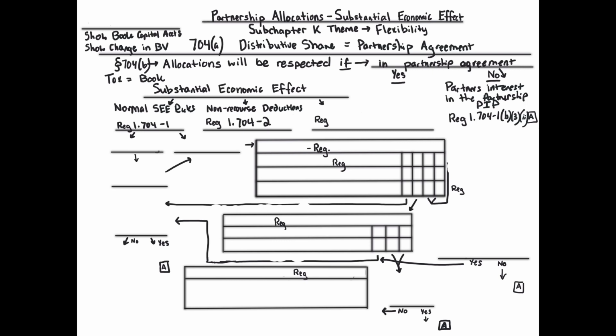The third rule is the pre-contribution gain or loss. We call this Section 704(c). So again, pre-contribution gain or loss regs, and these are found in Reg 1.704-3. The idea here is if you're trying to allocate gain or loss or depreciation deductions on assets that were contributed to the partnership by a partner where there was a difference between the book value and the tax basis at the time of contribution, we have special rules for that as well.